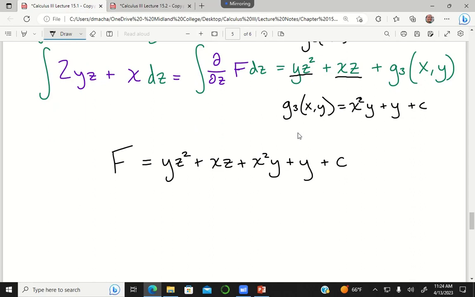Does this make sense, what we just did? And if you wanted to check your work, you could just take the gradient of this potential field and make sure you got back what our original vector field was.